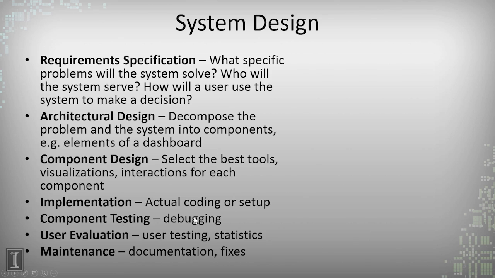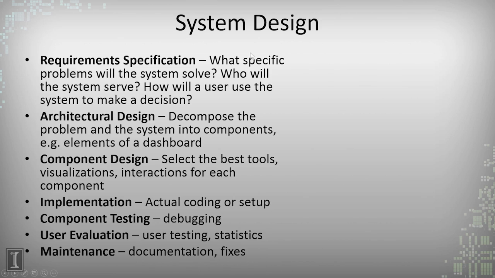And then an important step is user evaluation. Once you have these components, you'll want to make sure and test them with users to make sure they're doing what they're supposed to be doing, that the user is using them the way that you intended to use them. And also to use some statistics to make sure that you're not just basing your evaluation on anecdotal evidence, but that the user is actually using the system effectively. And then finally, maintenance, documentation for the system, and fixing.